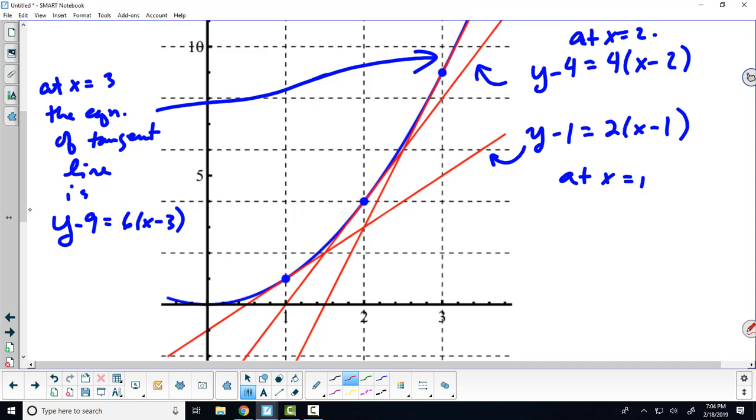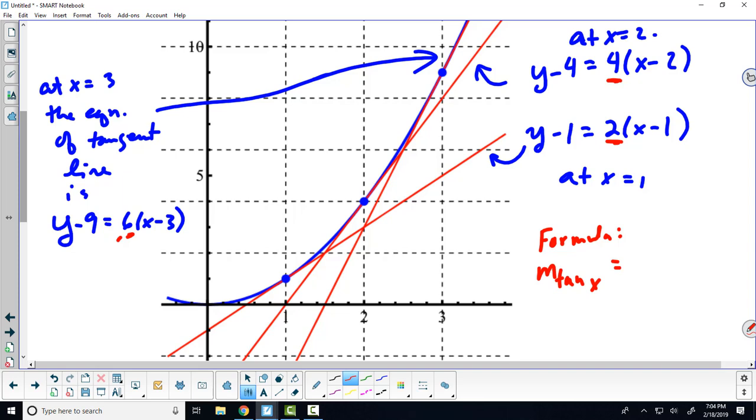Something I'm kind of interested in is how the slopes of those tangent lines changed as I moved my x value around. Okay? It seems to me that we might be able to come up with a general formula for the slope of the tangent line at a given x value. What do we think the slope of the tangent line is at some x value? 2x. I'm seeing a pattern pretty much.